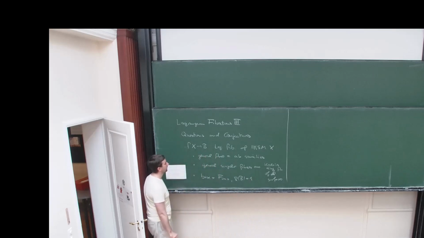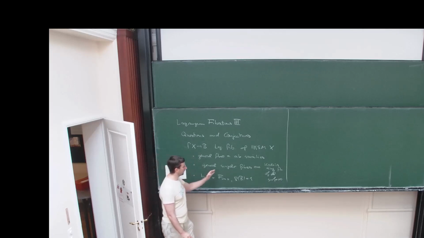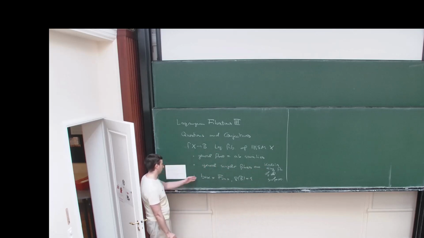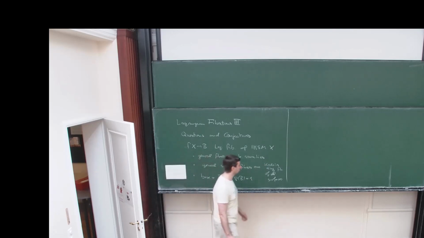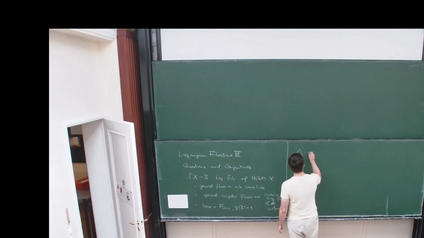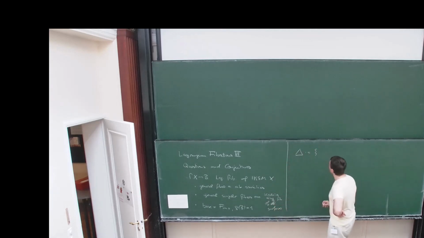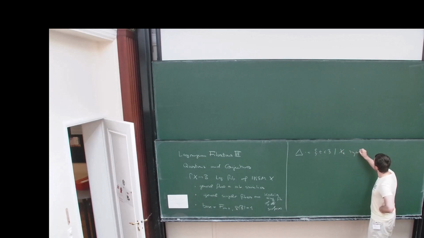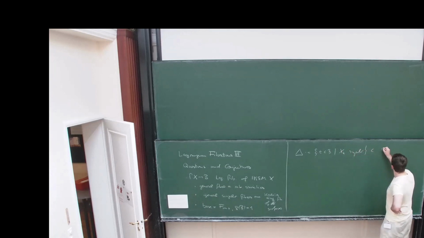So that is the best that we could get as a generalization of the case of K3 surfaces, where the general fiber was an elliptic curve, the singular fibers were Kodaira singular fibers, and the base was P1. Then I noted Δ, the discriminant, so that's the set of t in B such that the fiber X_t is singular, inside of B.